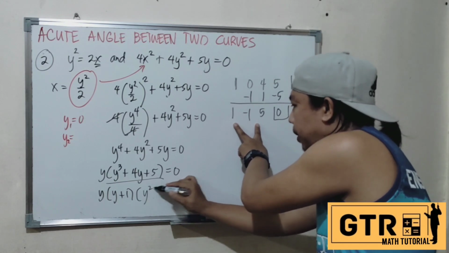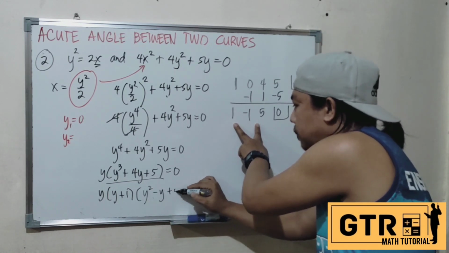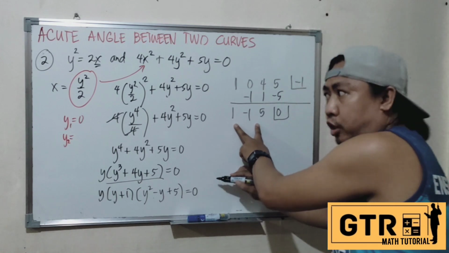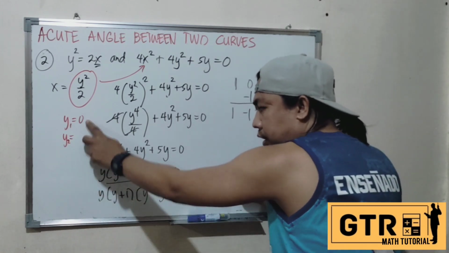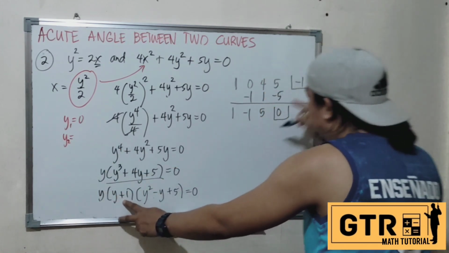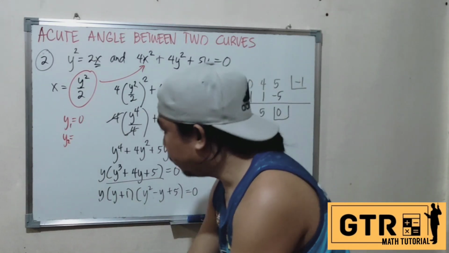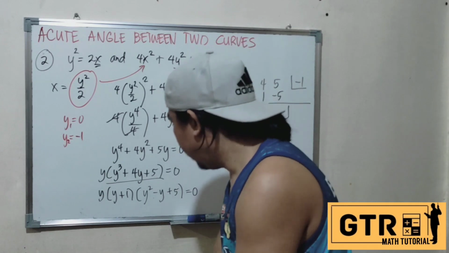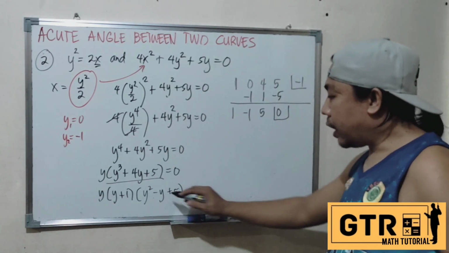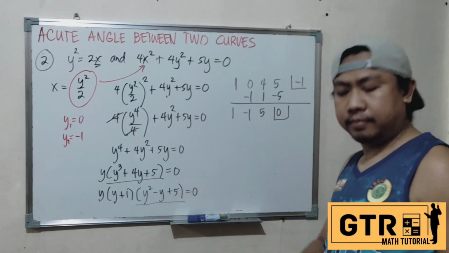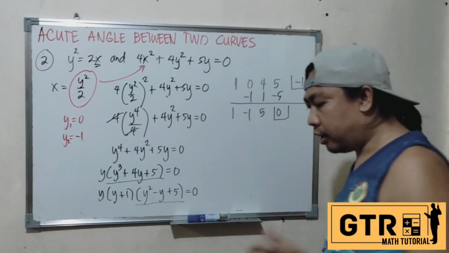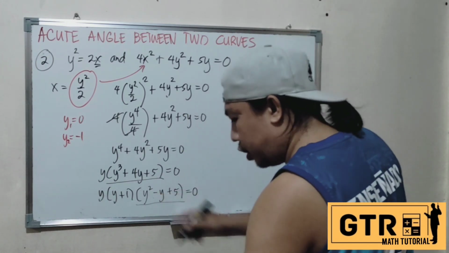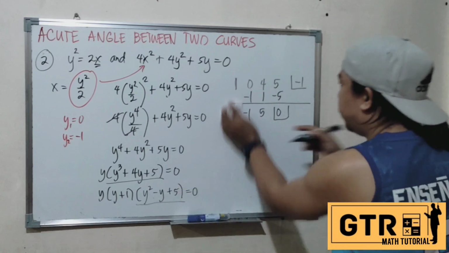So we have y squared minus y plus 5 equals 0. So therefore, we have two roots, y equals 0 and y plus 1, or negative 1, is a solution. So therefore, y sub 2 equals negative 1. Okay, so now we will use the quadratic formula for this term, if there is another solution.